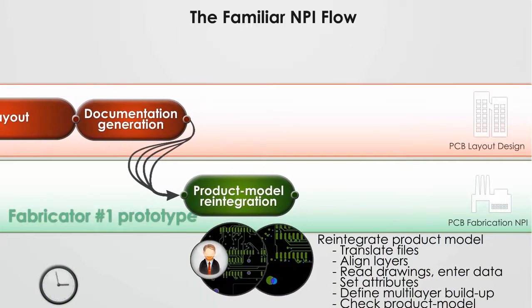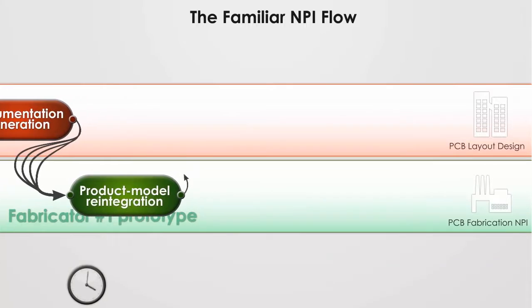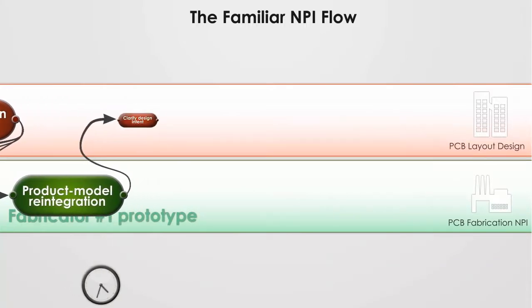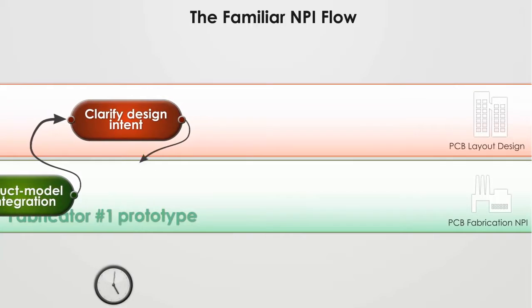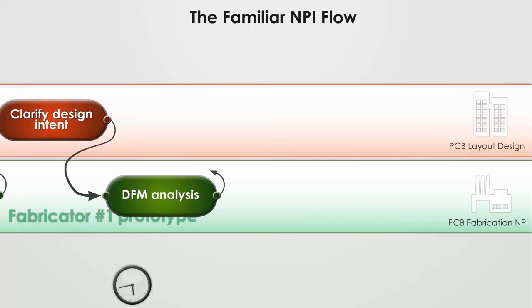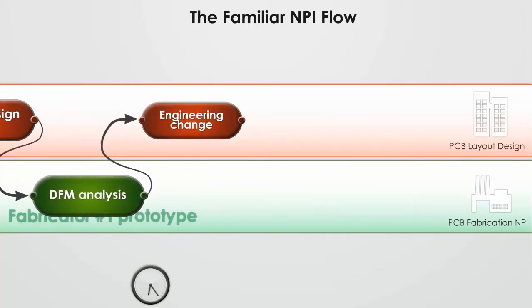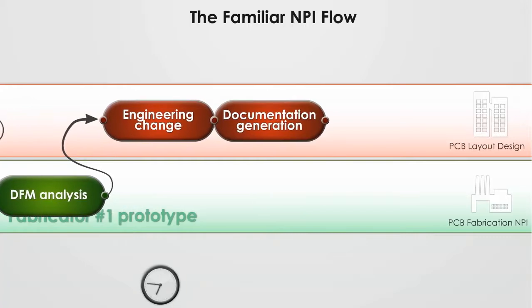Often at this stage there are requests for further information from the manufacturer who wants to be absolutely sure that he is working from a complete and correct model of your product. Following any necessary clarifications, the fabricator will run a DFM analysis of your product, which may give rise to requests for engineering changes so as to achieve acceptable manufacturability.